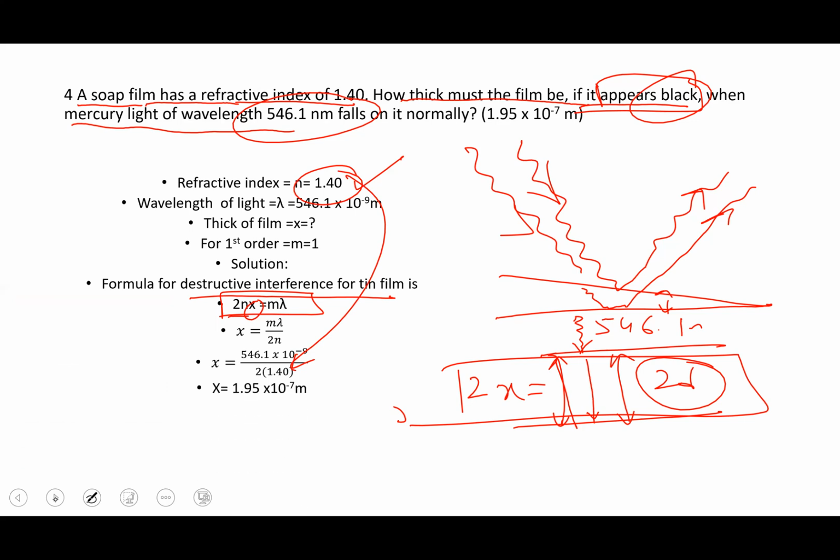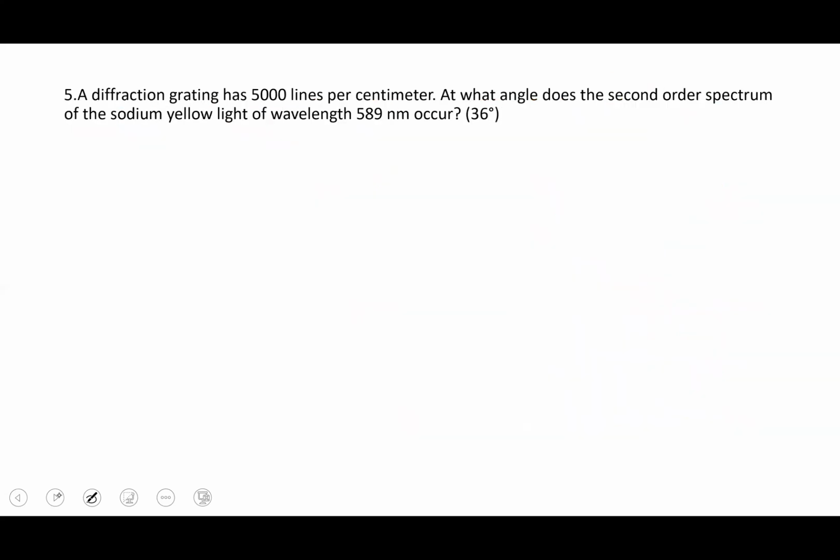We get the x value, that means the distance between the two edges of the two mediums, from here to here, between the two edges of the thin film, as 1.95 into 10 to the power minus 7 meters. So x is equal to 1.95 into 10 to the power minus 7 meters.